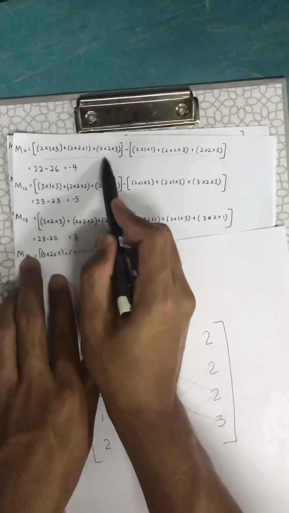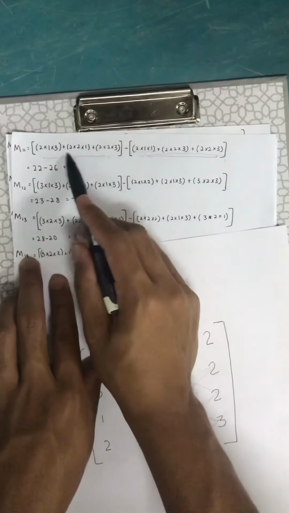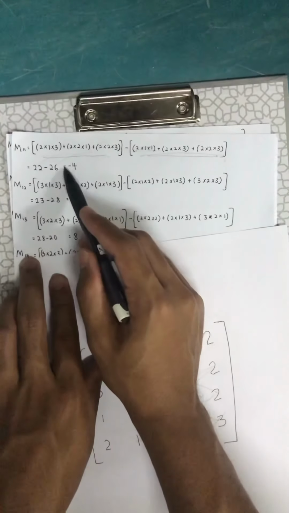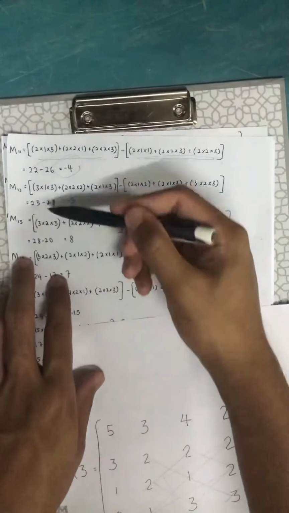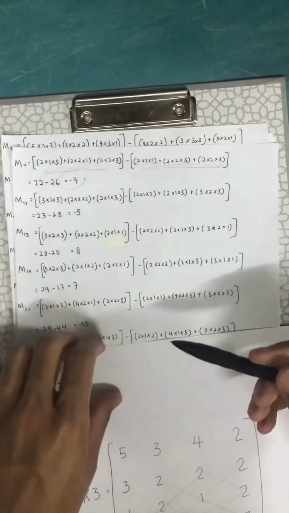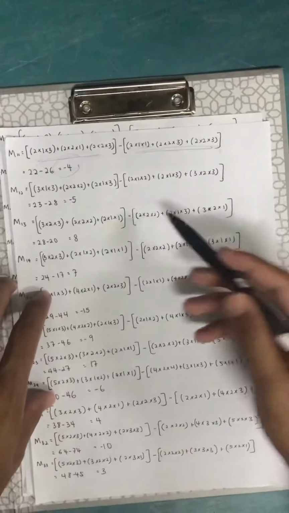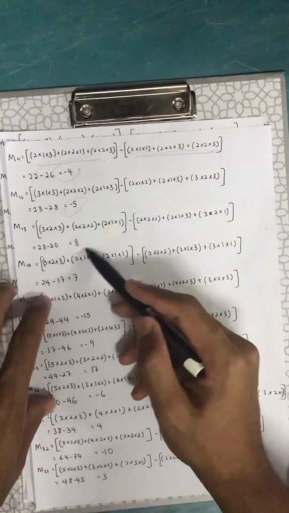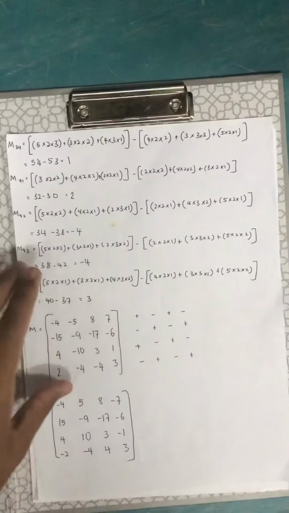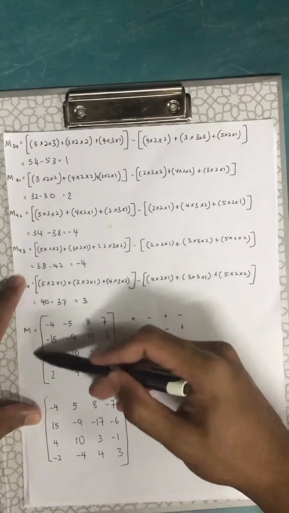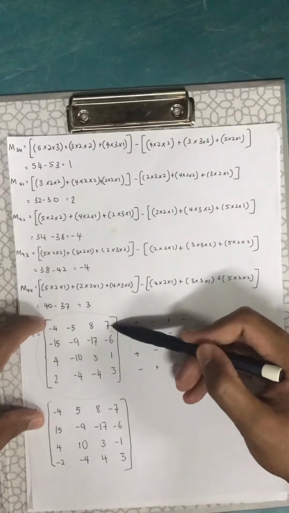The total of each of this, we have to minus it. Then we got 22 and 26. We minus it, we got -4. For the rest of the minor, we have to use the same method, and we got 85, 8, 7, 15, and so on. And lastly, we got this new matrix. Okay, that is for the minor.